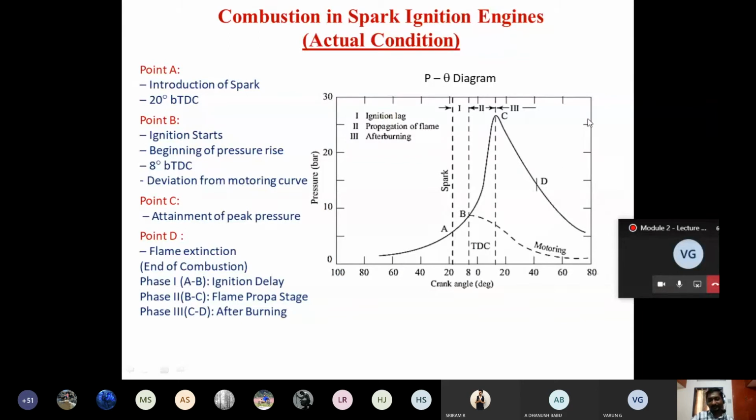Is that clear? Yes. Are you there? Yes, sir. So is the P-theta diagram clear? Actual condition? Yes, sir. Okay.